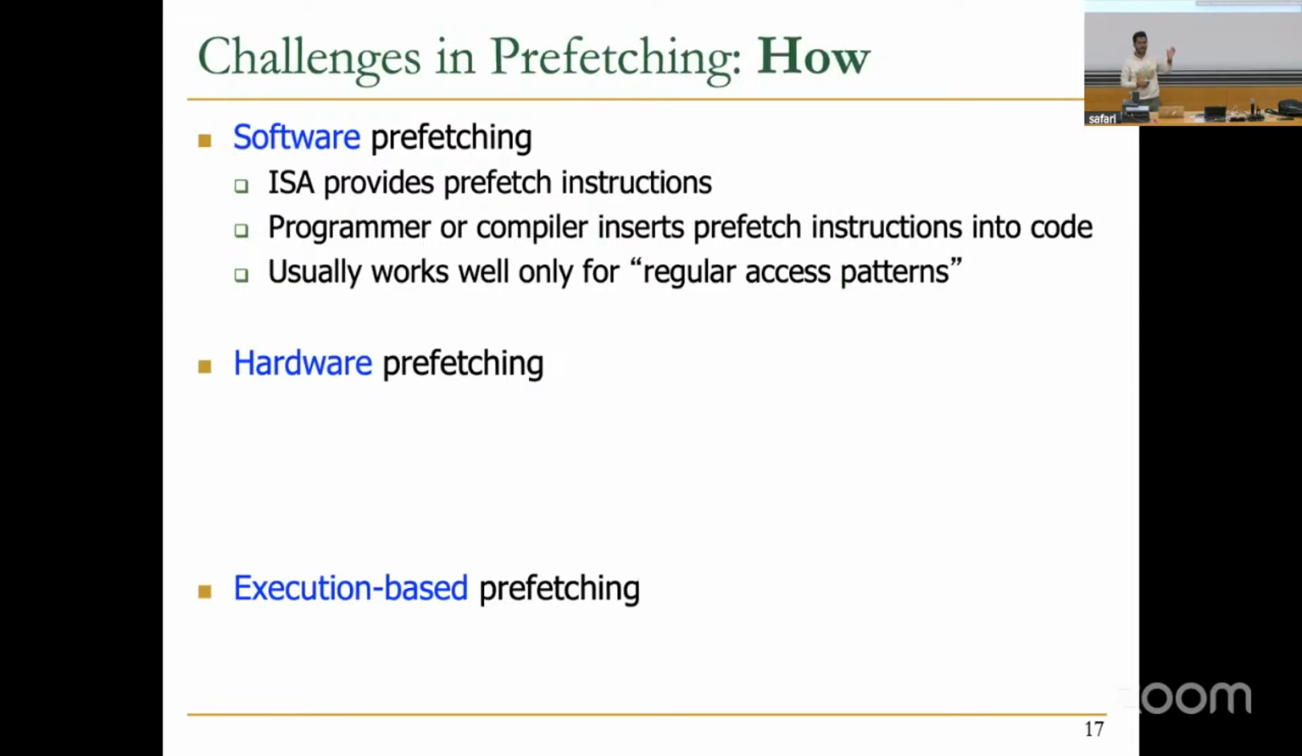So software prefetching, what does it mean? It essentially means that your ISA, the x86 or ARM, whatever ISA that you're looking at, has some sort of prefetch instructions. And it's the responsibility of the programmer or the compiler to use these prefetch instructions to explicitly prefetch information. It typically works very well when you have regular access patterns, like maybe you're going through an array and iterating through it. That's a very naive description of a regular access pattern, but you can make use of software prefetching in other aspects also.